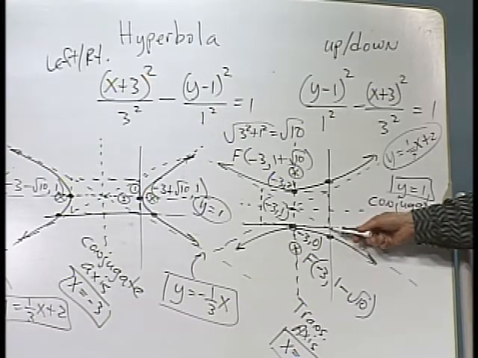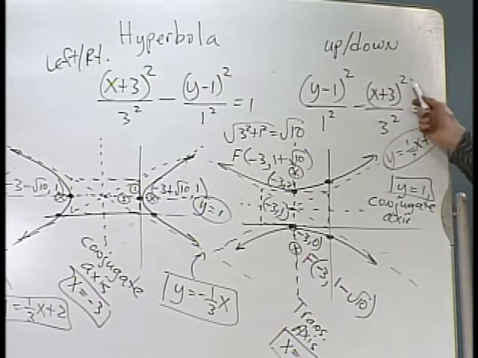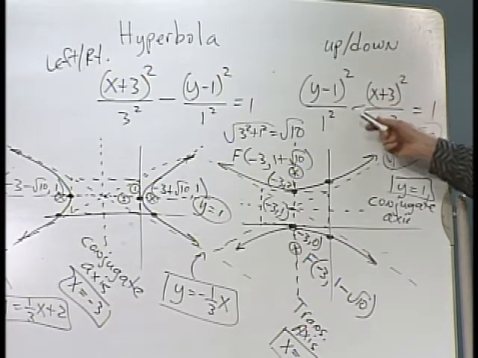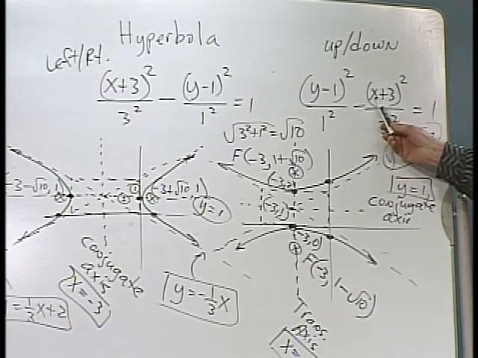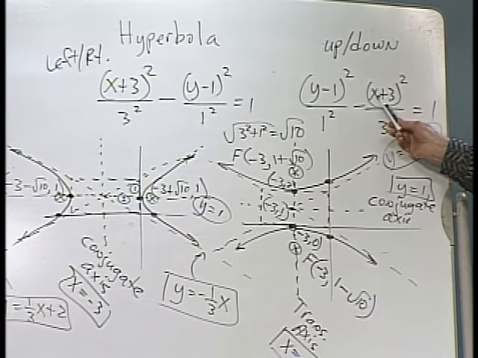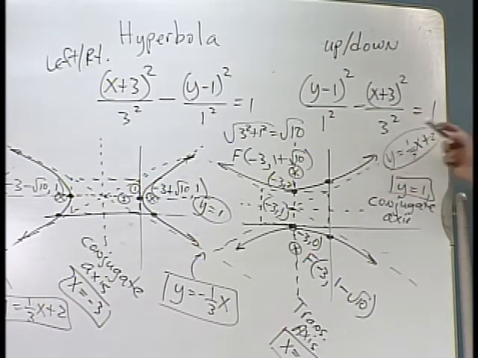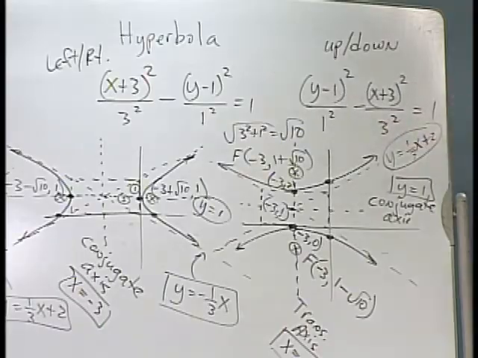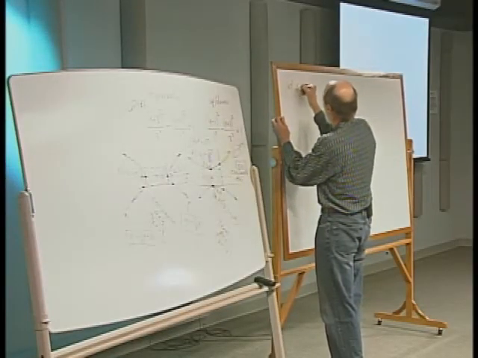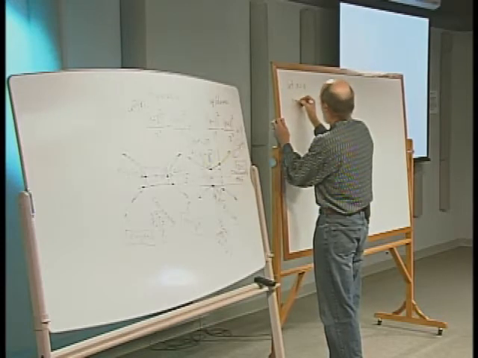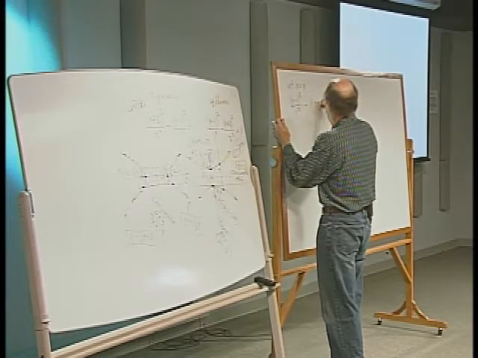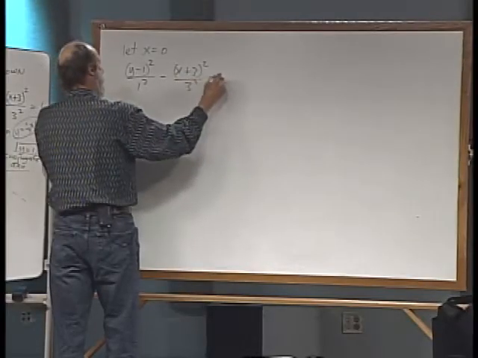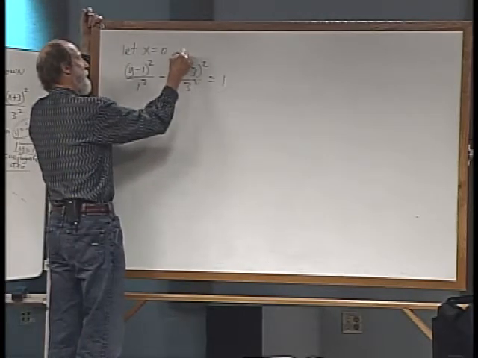So how do you do the algebra? Well, up here is our equation. And so to find y-intercepts, we do what? We let x take on a 0 value. So let's come over here onto the other board, and let x equal 0 for this up-down opening hyperbola and find those y-intercepts. So we're going to let x equal 0 in the equation (y minus 1) squared over 1 squared minus (x plus 3) squared over 3 squared equals 1. And we're going to let this x take on a 0 value.